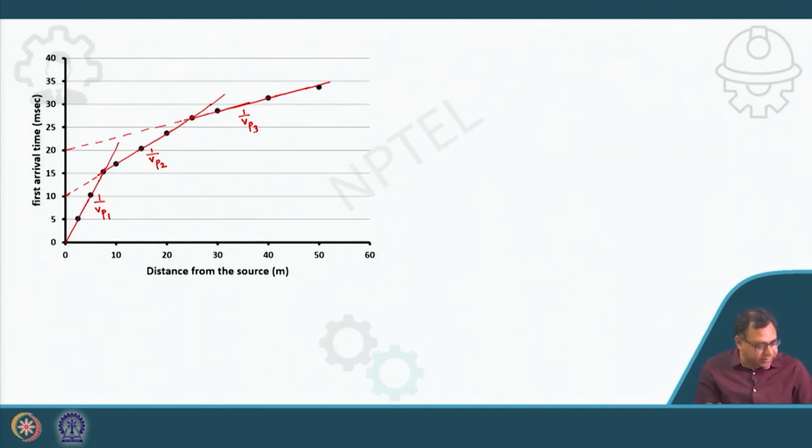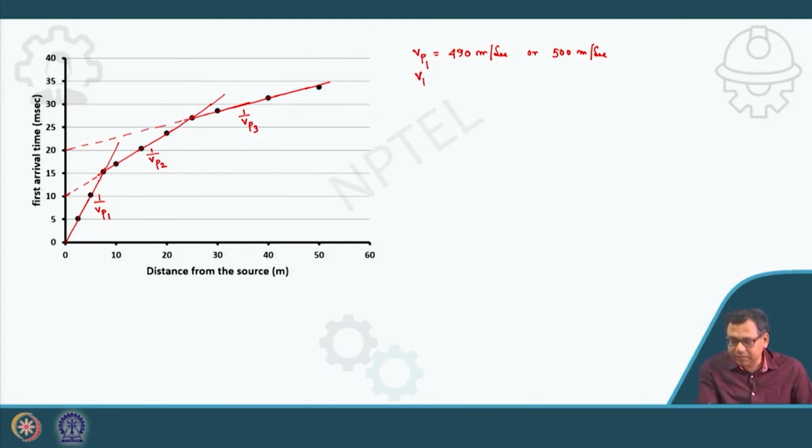The VP1 I get from the plot is coming to 490 meter per second. Now, if you plot them, you will get slight variation, because that depends on how you are drawing these straight lines. But it will be roughly around 490 or 500 or 480 meter per second, depending upon how you are plotting them. So, it will be 500 meter per second.